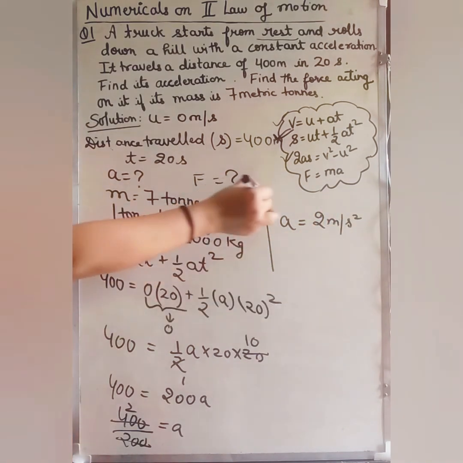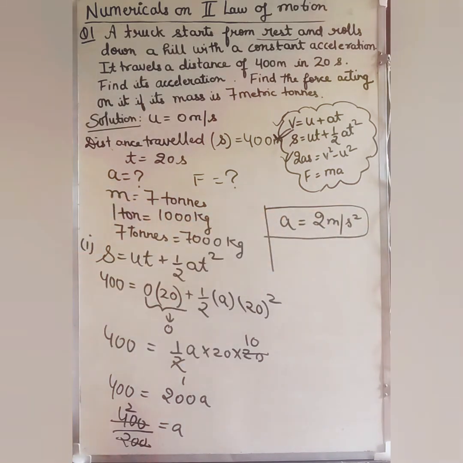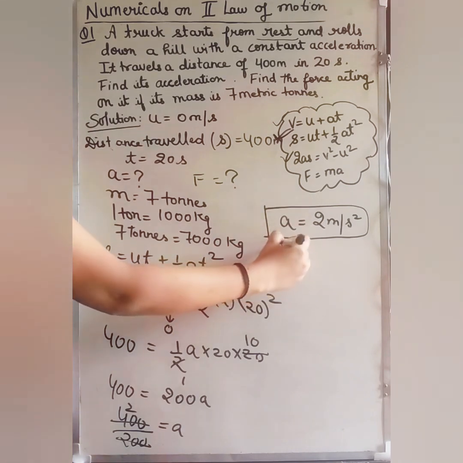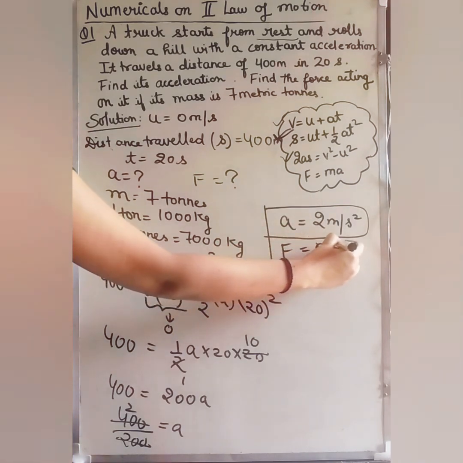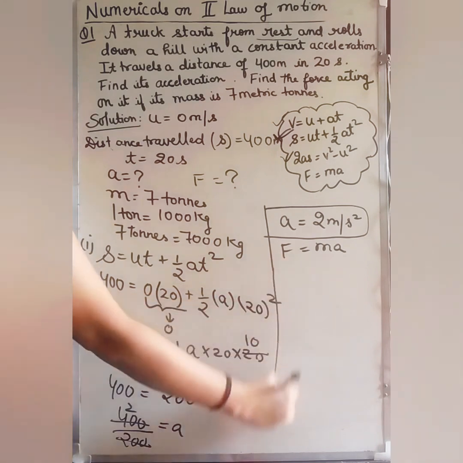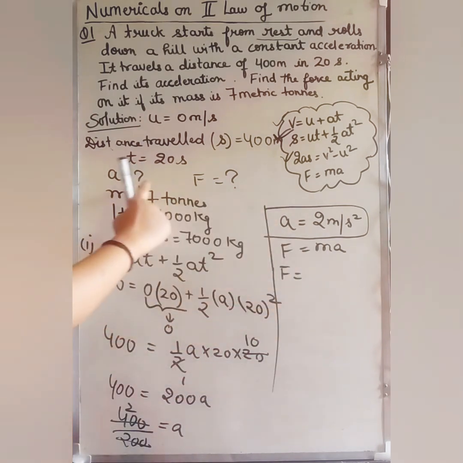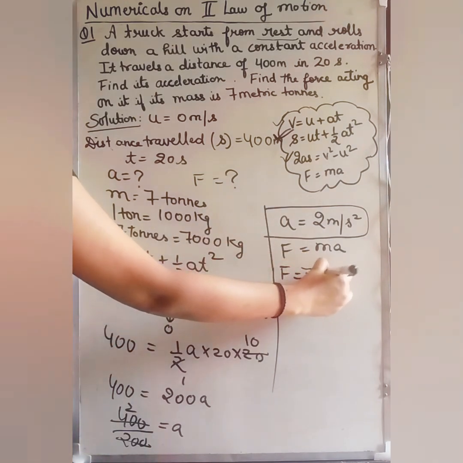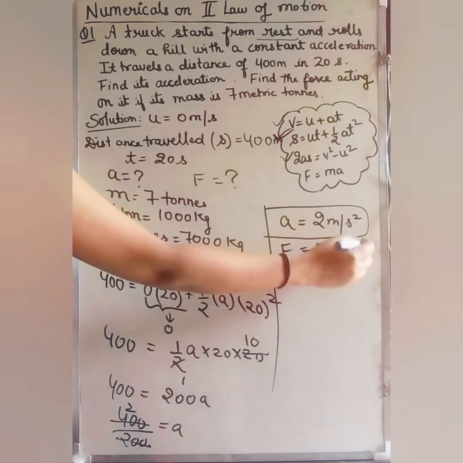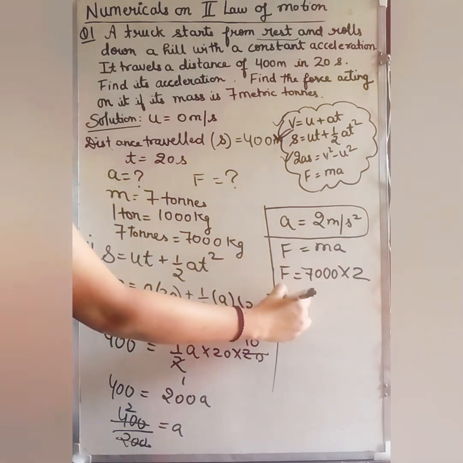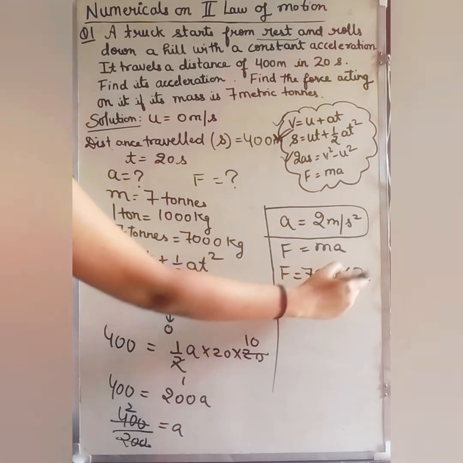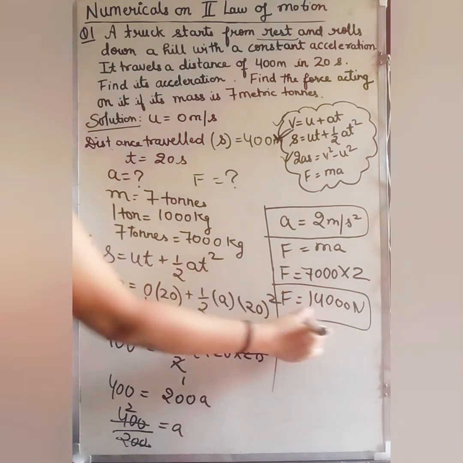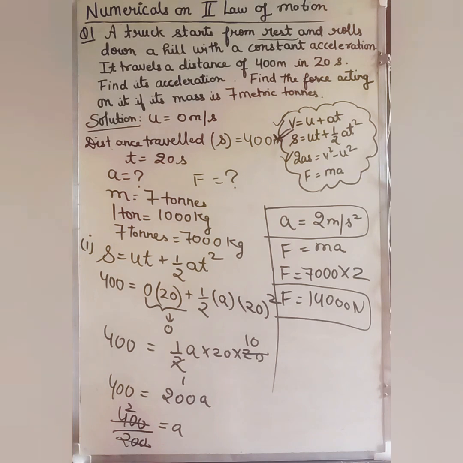So students, we have got the value of acceleration. Now can you find out the value of the force acting on the truck? Yes, we know that force is equal to mass into acceleration. So F equals, what is the mass of the truck? It's 7000 kg into the value of acceleration, that is 2. So force acting on the truck will be 7 2s are 14 and 3 zeros. It will be 14,000 Newton. So this is the question number 1.